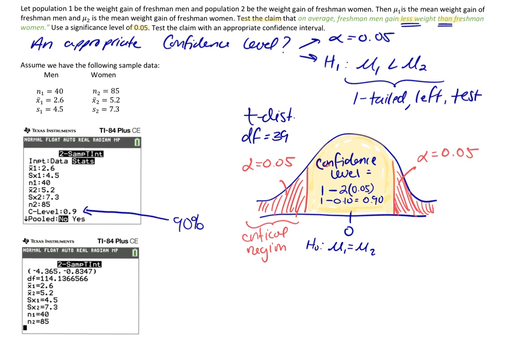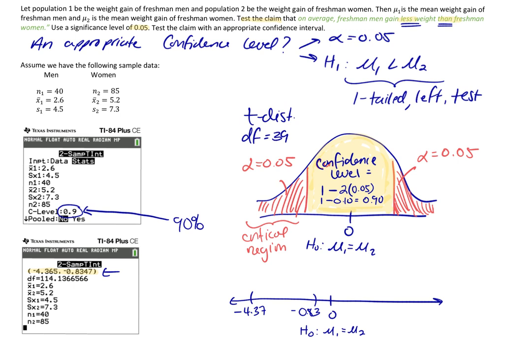Notice that when I did my 2 sample t interval, I made sure to change my confidence level to 0.90, and you can see the results of the confidence interval below. Here we are 90% confident that the difference in weight gain between men and women is between negative 4.365 and negative 0.8347. Now let's talk about how to interpret this. Draw yourself that number line and put 0 at the center, meaning that if the null hypothesis claim is true, we expect mu1 to equal mu2, that is, the difference is 0. But here we're 90% confident that the difference is actually between negative 4.37 and negative 0.83, rounding.